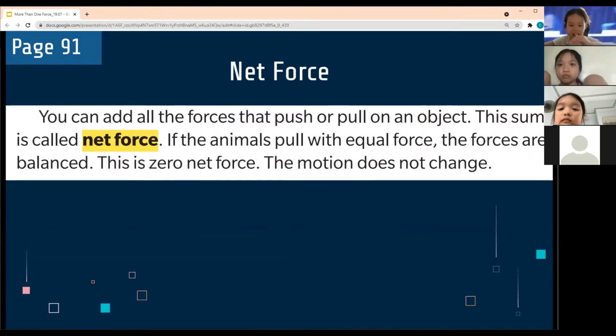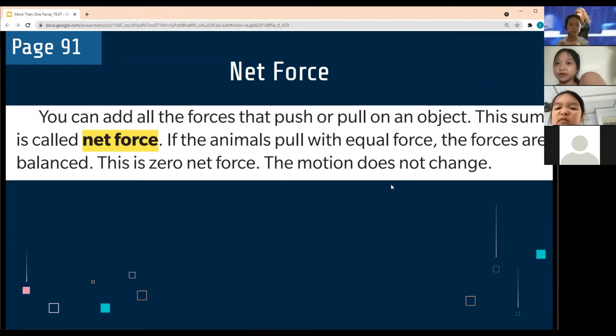Add all the forces that push or pull on an object. This sum is called net force. If the animals pull with equal force, the forces are balanced. This is a zero net force. The motion does not change. Very good. So we have to add all the forces together.